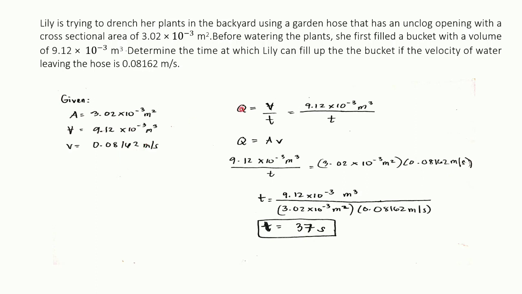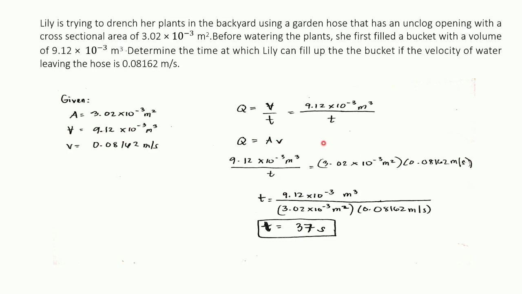So proceeding to our solution, we know that discharge Q is equal to volume over time, since the unit for discharge is cubic meter per second, and we know the value for the volume, which is 9.12 times 10 raised to the power of -3, and we have here this unknown. And we also know that discharge is also equal to area times velocity.